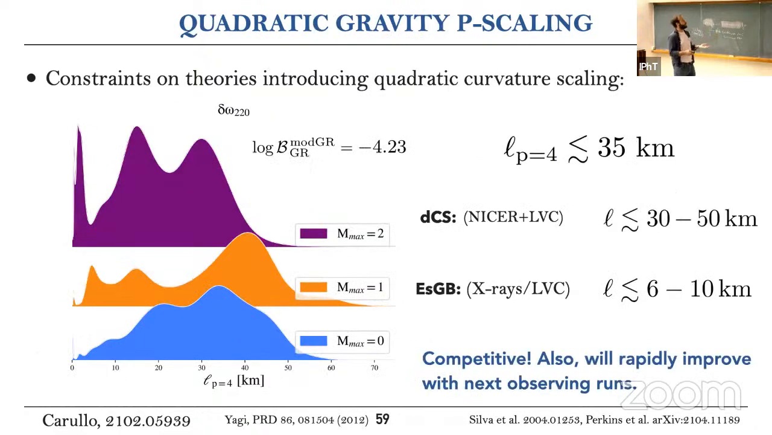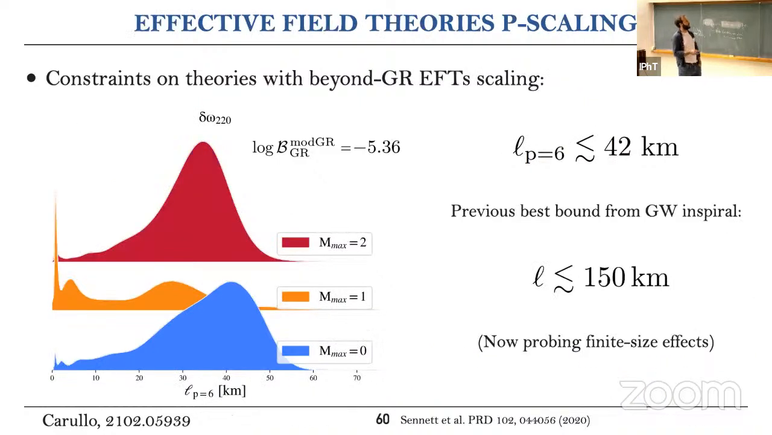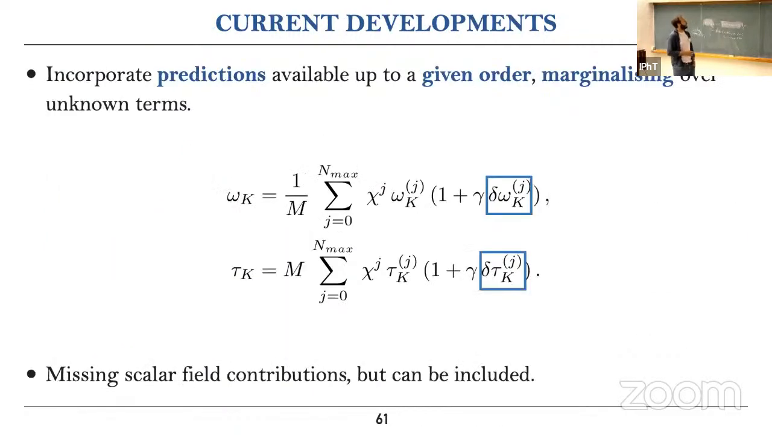You can do this for, let's say, quadratic gravity, where you get a bound on the length scale of new physics. So if you have an action which scales as a quadratic gravity theory, then you can bound the length scale of this to be smaller than 35 kilometers, which is kind of compatible with other experiments. So it is competitive, and also it will improve very fast with new observing runs. And also, if you have predictions from effective field theory, you can bound this new length scale to be smaller than 40 kilometers.